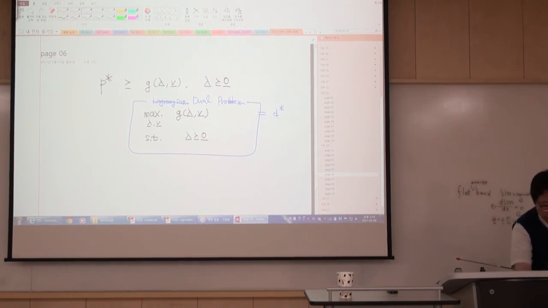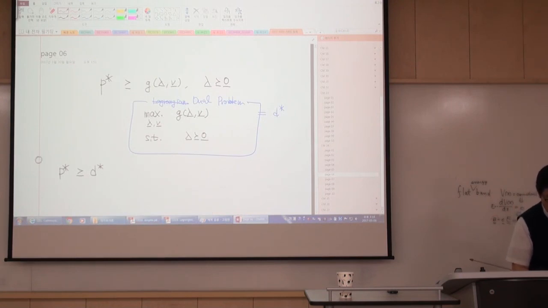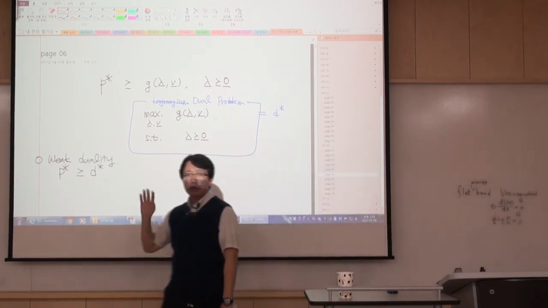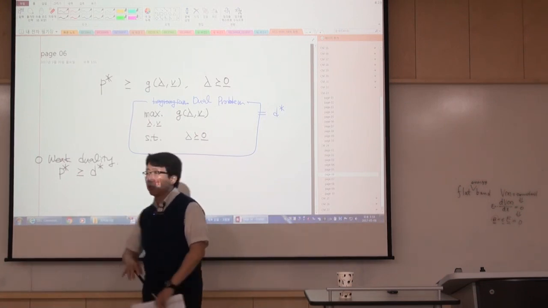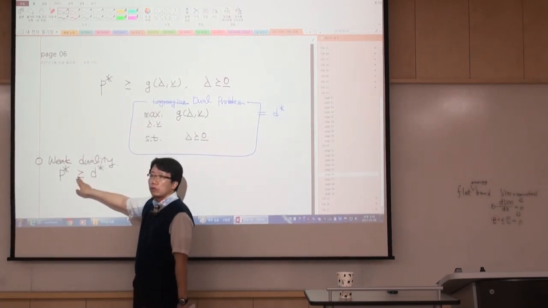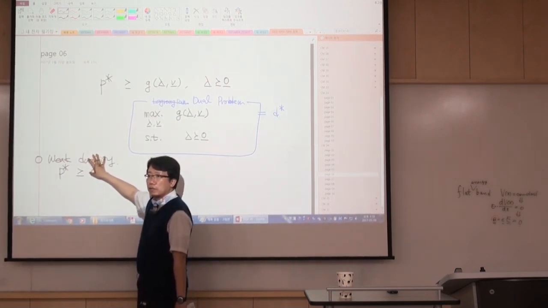So what do we have? P star, that is the optimal function value of the primal problem, is greater than or equal to D star, that is the optimal function value of our dual problem. This is called what? This is called the weak duality. So weak duality means that you formulate the dual problem and solve it. Then the optimal function value of your dual problem is less than or equal to the optimal function value of the primal problem. So this is very obvious.